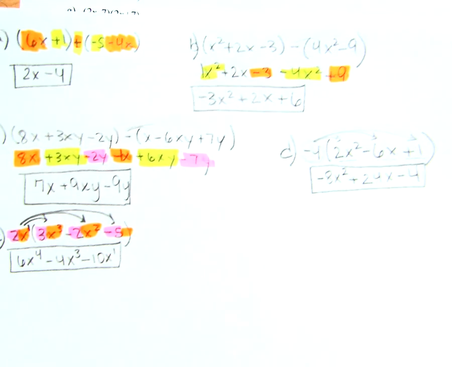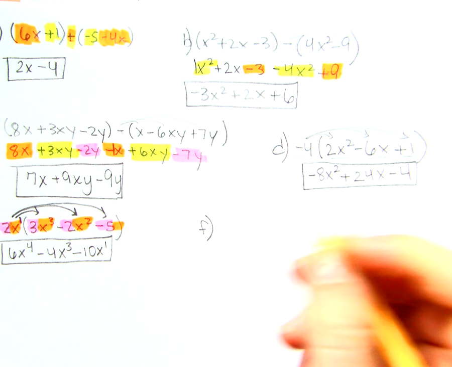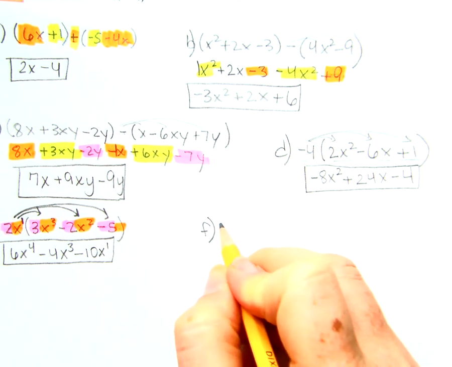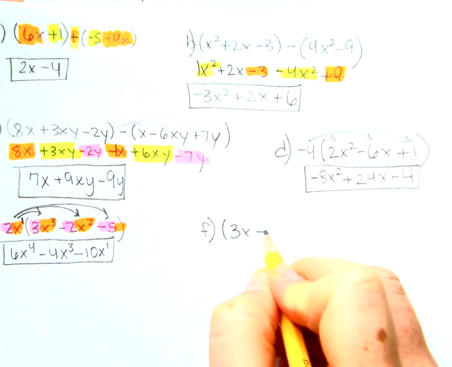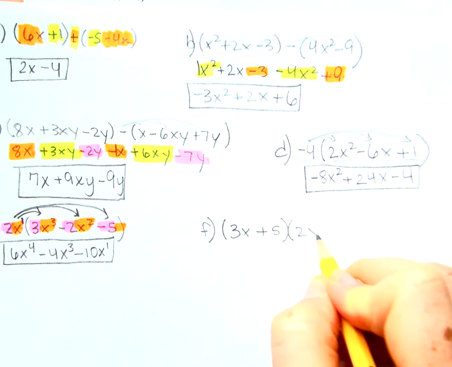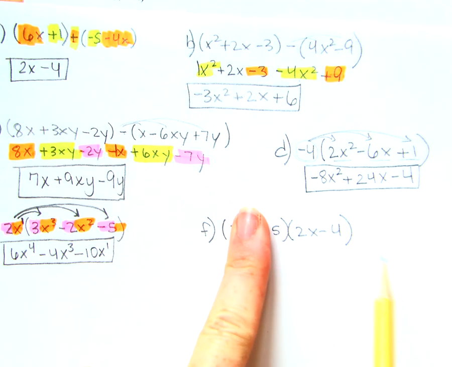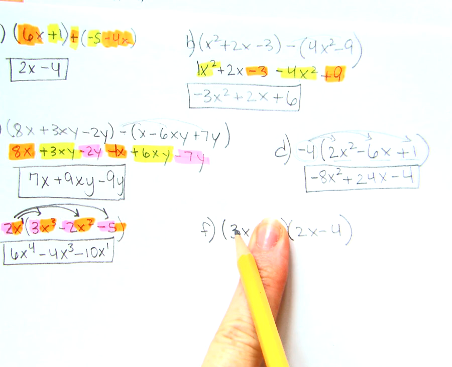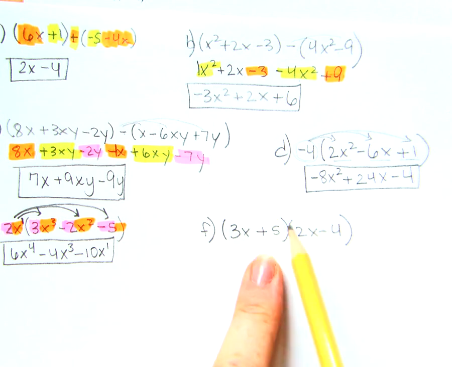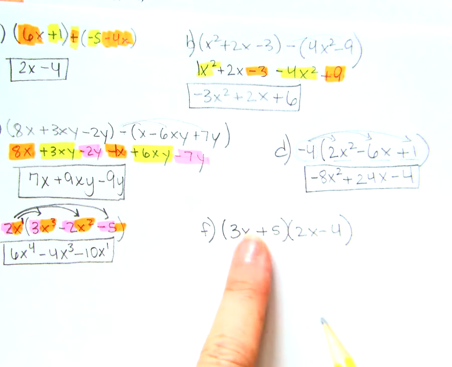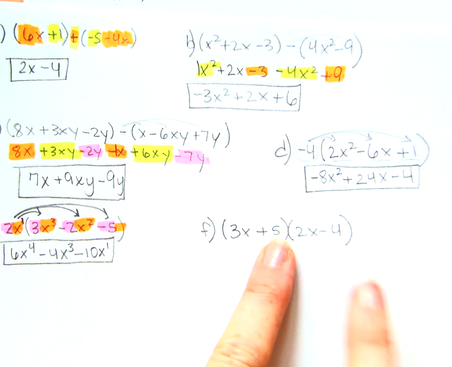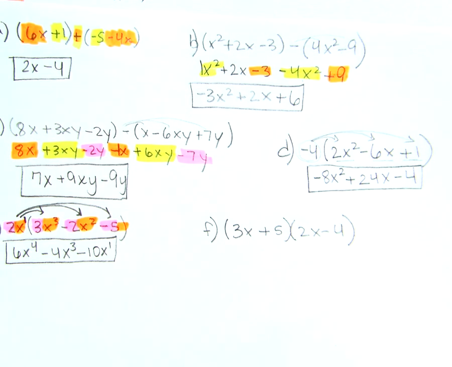All right, part F. We have a binomial times a binomial, so this is 3x plus 5 times 2x minus 4. Okay, so if this were just the 5, then I would distribute just 5. And if this were just the 3x, then I would distribute just the 3x. But because there's 2 terms here, I have to distribute both of these terms to both of these terms. Okay, so I'm actually going to do 4 multiplication products here.